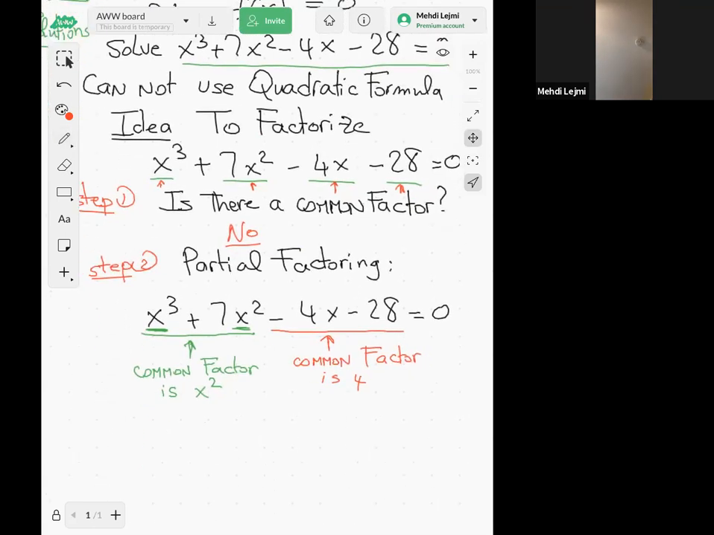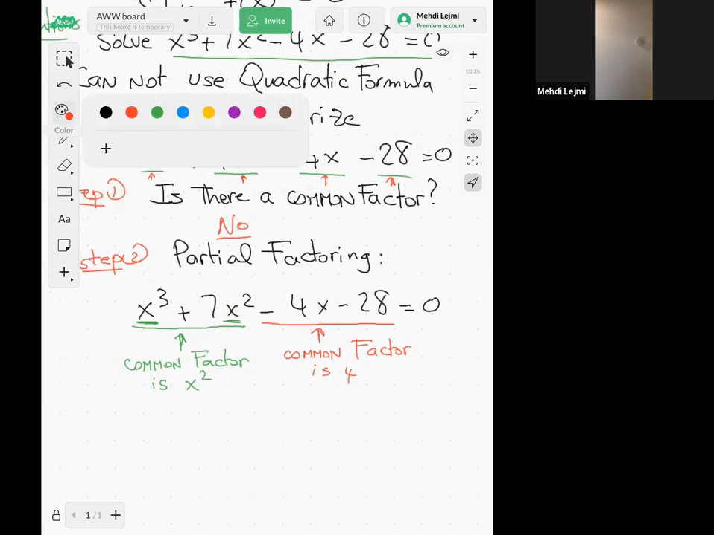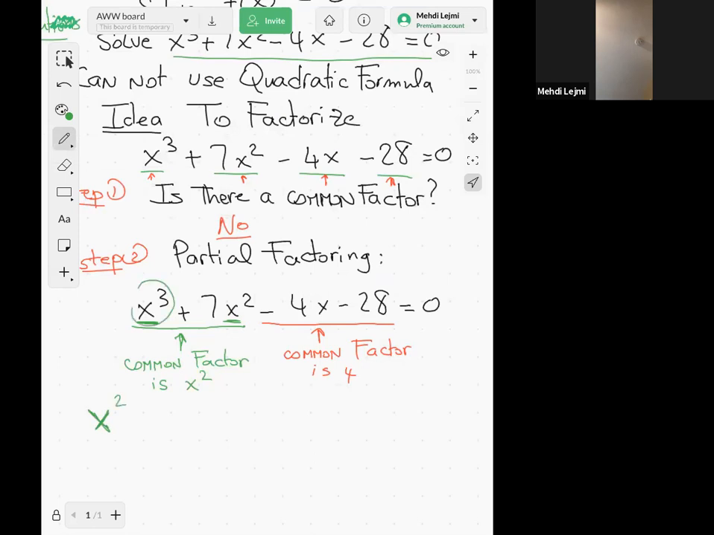So let's factor the first two terms. We said the common factor is x squared. So I can factor out x squared. To get x cubed, you have to multiply this x squared by x, right? And then there's a plus here. And you factor out this x squared, so then you are left with 7, so here's my x plus 7, right?